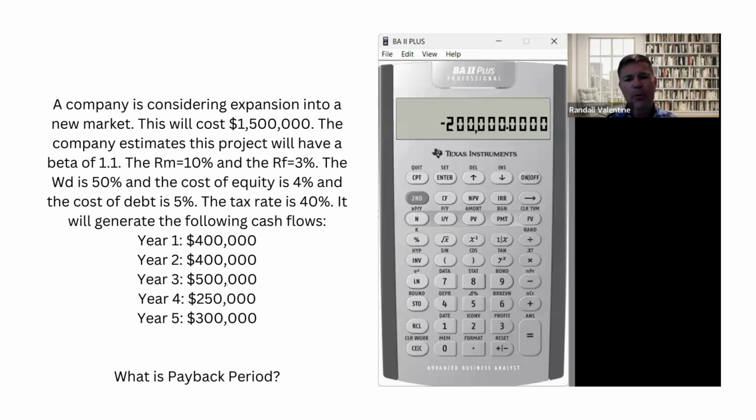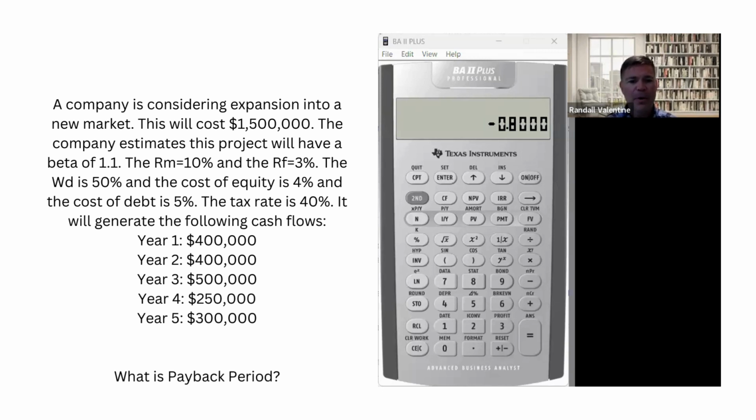So in year four, we get cash flows of 250,000. We only owe 200,000. So we know that the payback period lies sometime between year three and year four, because that's our remainder. All we have to do is take this 200,000 and divide it by the year four cash flows, 250,000, and it gives us 0.8. So our answer is the payback period is 3.8 years. And that is the answer to the problem.